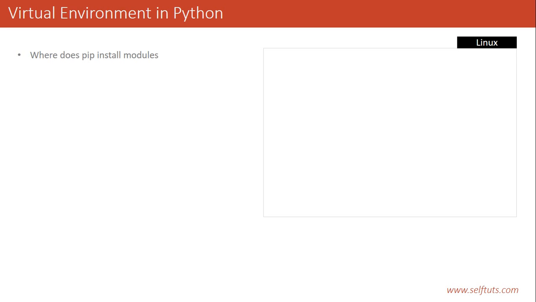So the first question that arises in our mind: where does pip install Python modules? Pip is a package manager that we use in Python to install our modules and use them. So whenever we install a module through pip, it should go somewhere inside our Linux system. So there must be a path, or a folder, in the Linux system where pip is storing those modules and we are using them later.